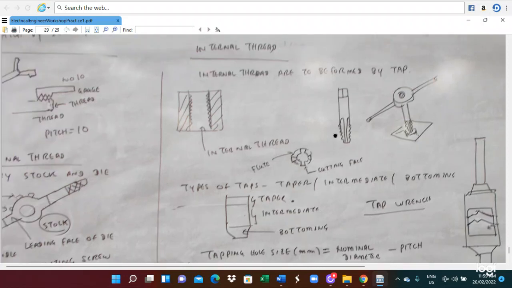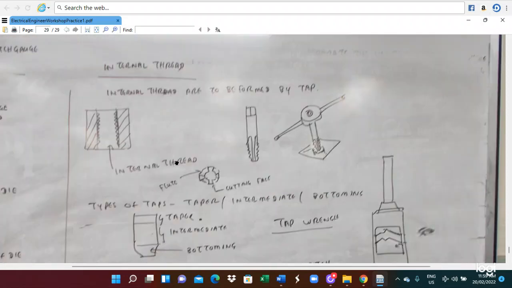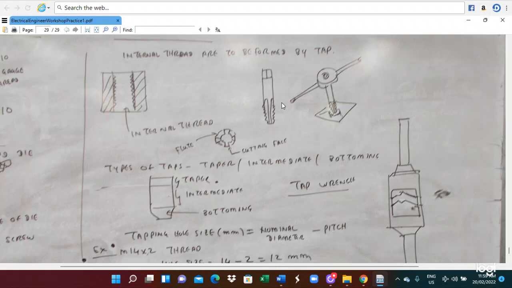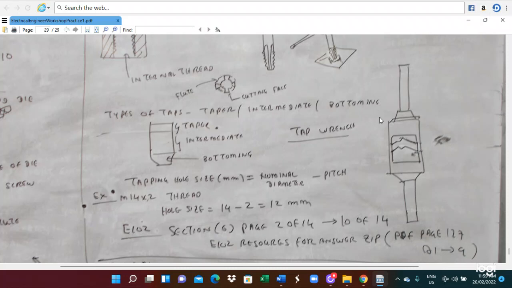Here is a thread. So here is a tap. You put a tap like this, and then you can thread the hole. In this case, when we are using the tap, this is the diagram of the tap set. When you are using a tap, there are taper, intermediate, and bottoming taps. Firstly, here to here, you can use a taper tap, the top one, and intermediate is for most of the tapping, and the bottom one you can utilize the bottoming tap. So there are three that have to be utilized.